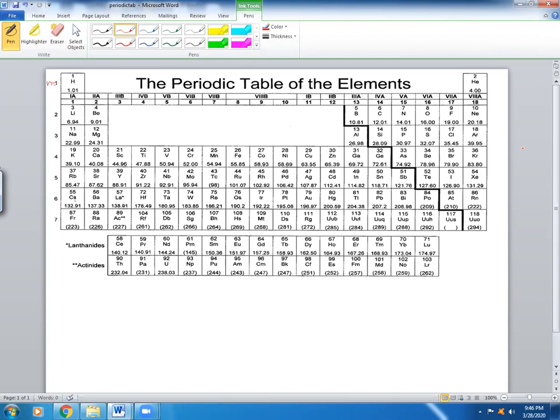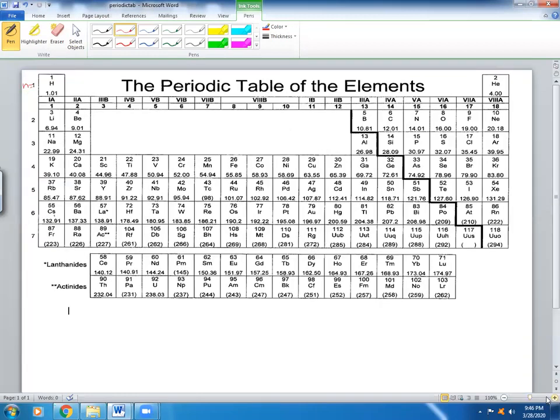I know it's very small, but let me make this bigger. I'm going to try to write as small as possible, but that's your n. So that's n equals 1, that's n equals 2, 3, that's 4, that's 5, 6, and that's 7. So this is your energy level. That's the period number.